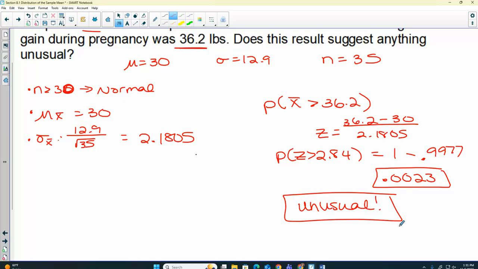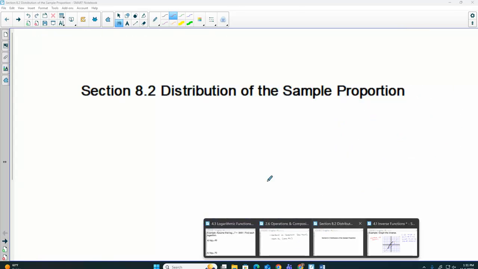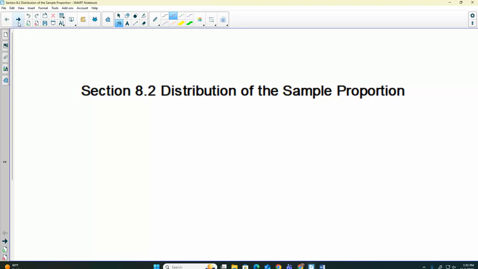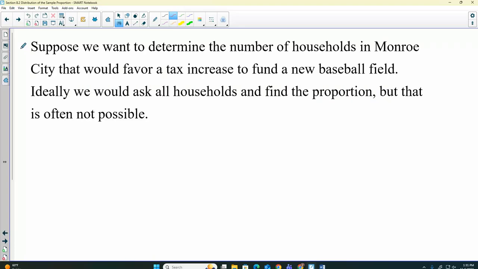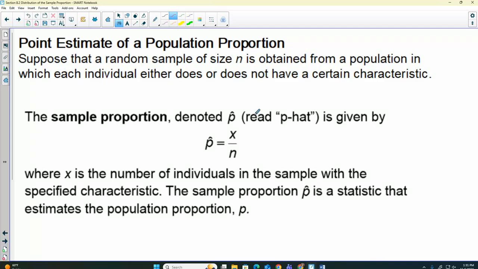All right. So now, moving into section 8.2. This is talking about a sample proportion. So we were talking about the sample means yesterday. Now I want to look at sample proportions. Suppose I want to determine the number of households in Monroe City that would favor a tax increase to fund a new baseball field. So ideally, if I want to know if it would pass, I would ask every household, right? Is that always feasible? No. So we can't usually talk to everyone, so we would probably get a sample and find a proportion.